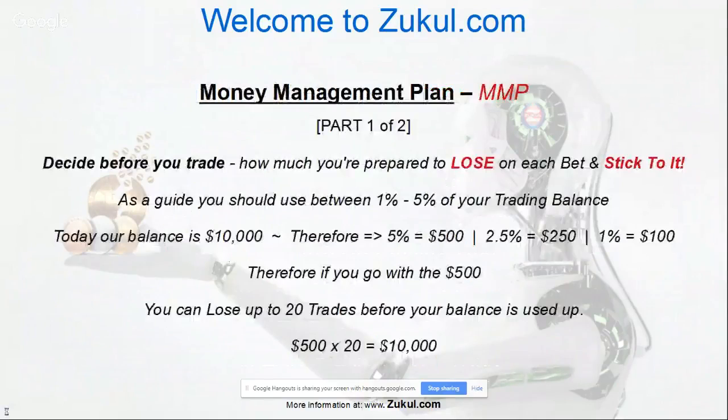Okay, so we talked about the money management plan. There are two parts to this plan, and it's really important that you decide before you trade how much you are prepared to lose. So today, how much am I prepared to lose? I'm prepared to lose $3,000 in our trading account.